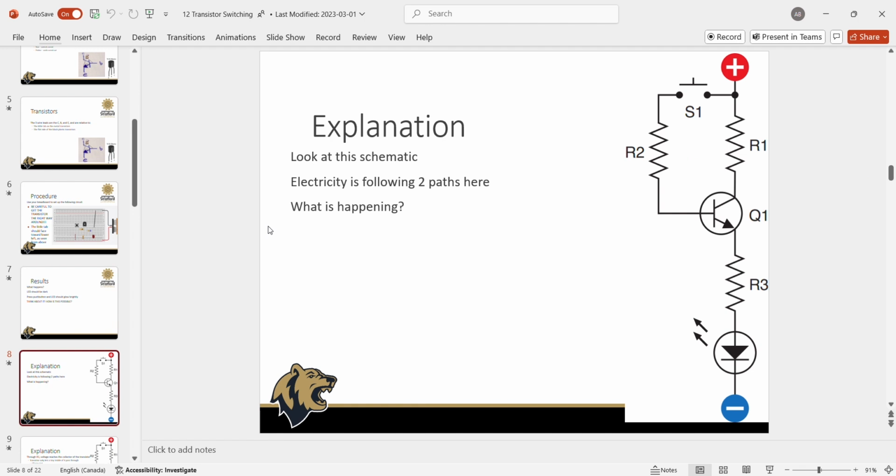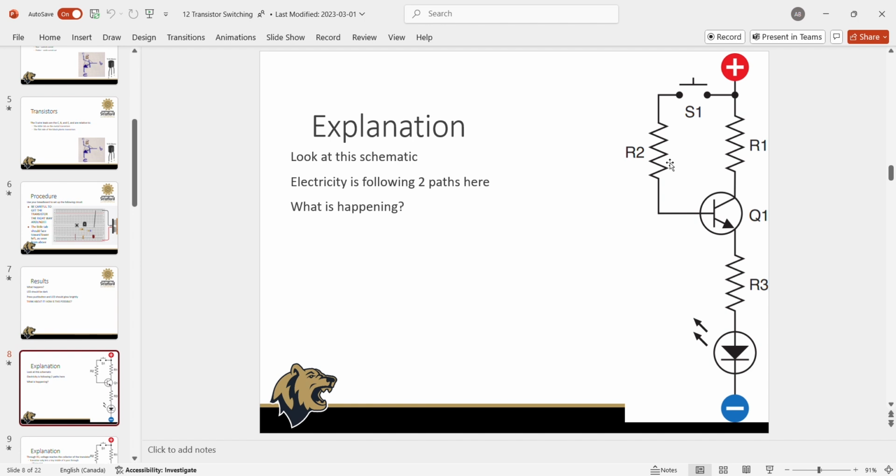So you should be able to identify all the components in our circuit here. We've got our push button switch, we've got our 2N222 transistor, and we've got an LED. And in between, we've got a whole series of resistors. R1 is a 180 ohm resistor. R3 is a 680 ohm resistor. And R2 is a 10K or 10,000 ohm resistor.